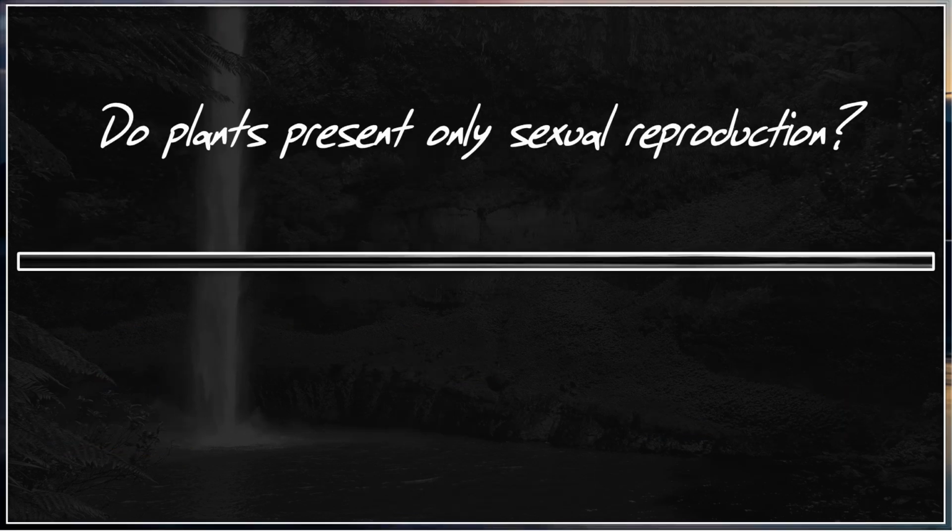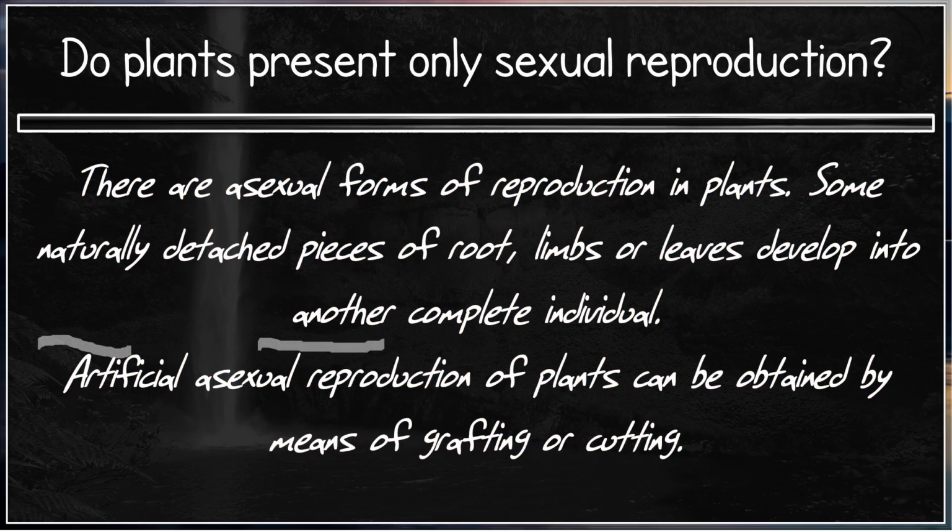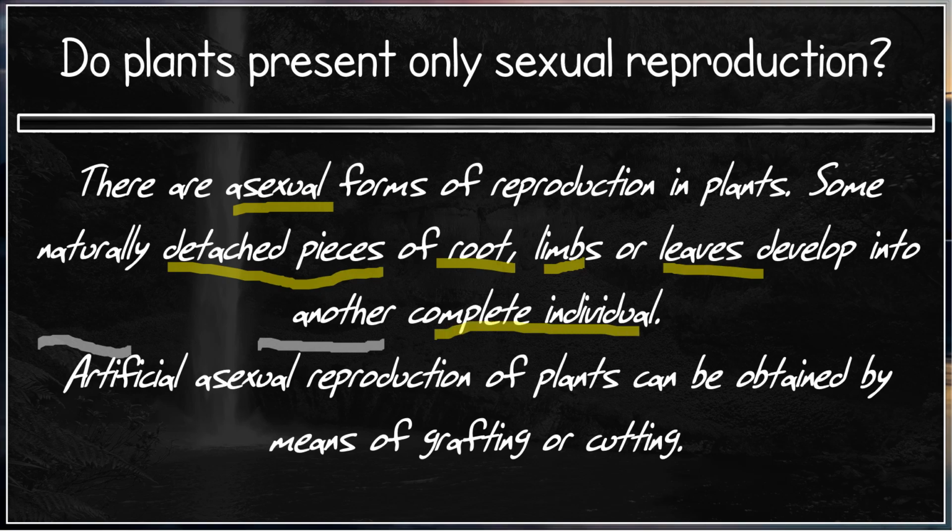Do plants present only sexual reproduction? There are asexual forms of reproduction in plants. Some naturally detached pieces of roots, limbs, or leaves develop into another complete individual. Artificial asexual reproduction of plants can be obtained by means of grafting or cutting.